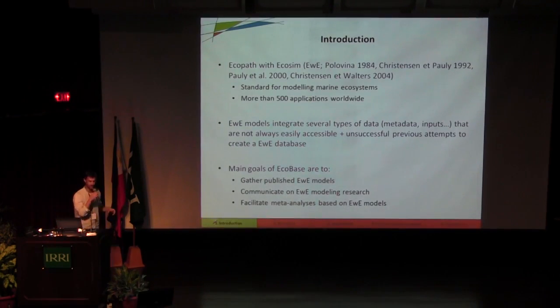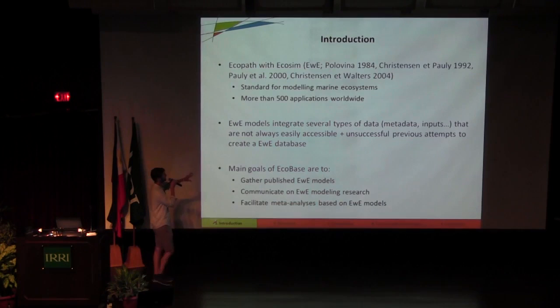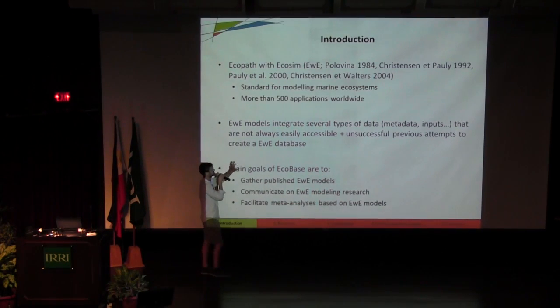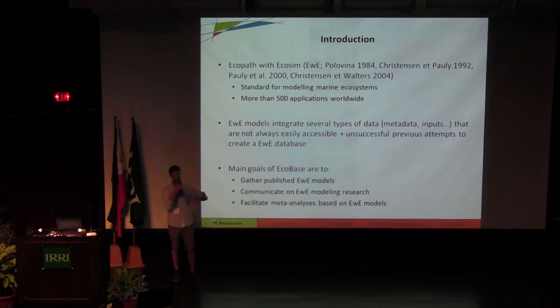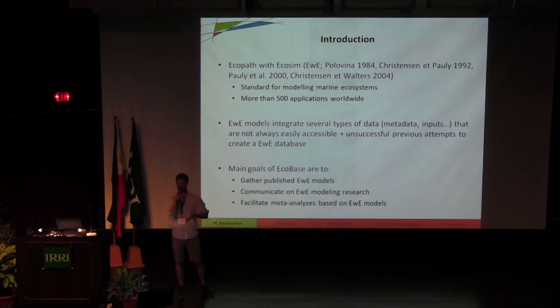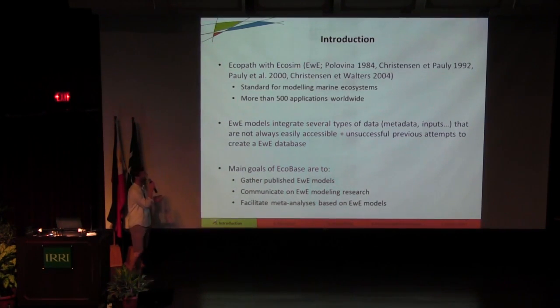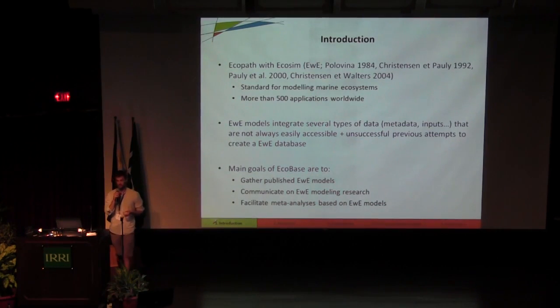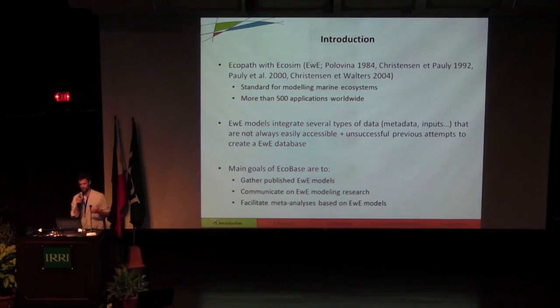EcoPath with Ecosim was developed originally by Jeffrey Polovina in 1984 to represent the French Frigate Shoals in the tropics. After that it was mostly developed by Villy Christensen, Daniel Pauly, and Carl Walters, notably at ICLARM in the Philippines in the 90s. It has now become a standard for modeling marine ecosystems, with more than 500 applications overall.